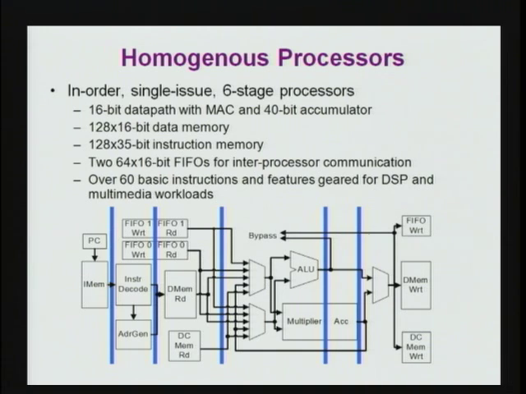With a 16-bit data path and a 16 by 16 multiply unit with a 40-bit accumulator. And furthermore, to reduce area, we only include a 128-word data memory and a 128-word instruction memory. Remember, our programs are very small, so we can fit this in a 128-word instruction memory. We include two 64-word dual-clock FIFOs for inter-processor communication over different frequency domains. And finally, this pipeline can execute over 60 basic instructions and features, giving the programmer full flexibility.